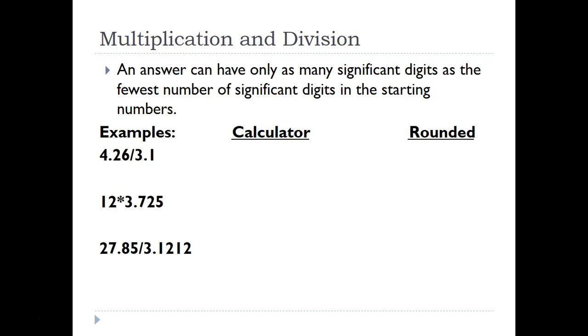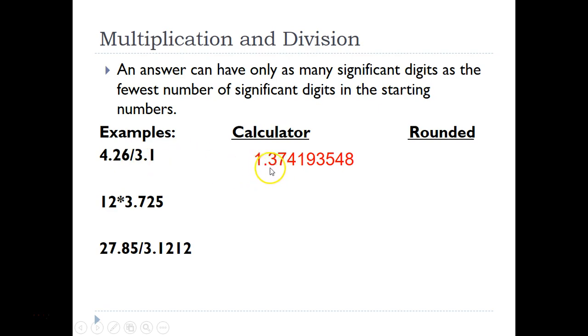Whichever number has a smaller number of significant figures, that's how many will be in our answer. So 4.26 divided by 3.1 is, in my calculator, 1.374193548. So now I examine my numbers. 4.26 contains 3 significant figures, and 3.1 contains 2. That means I have to round my answer to 2 significant figures.